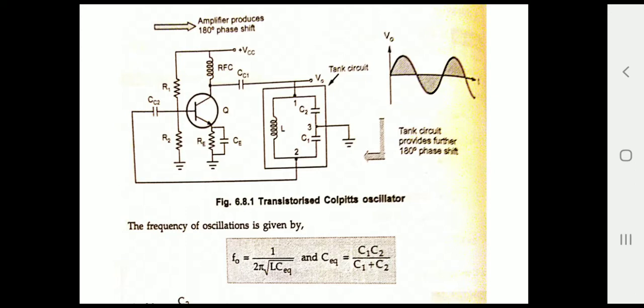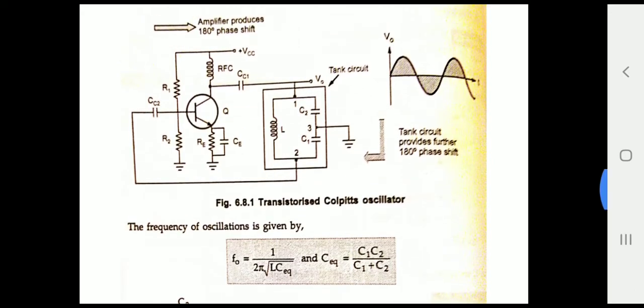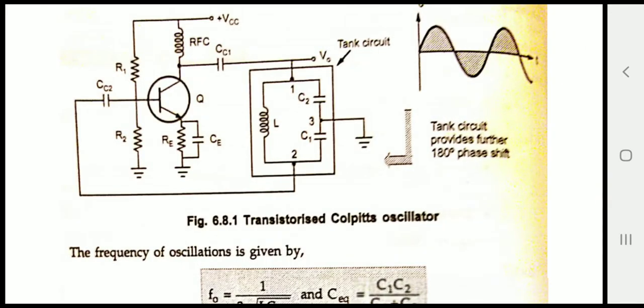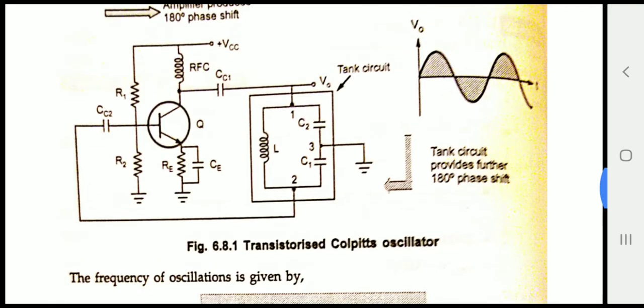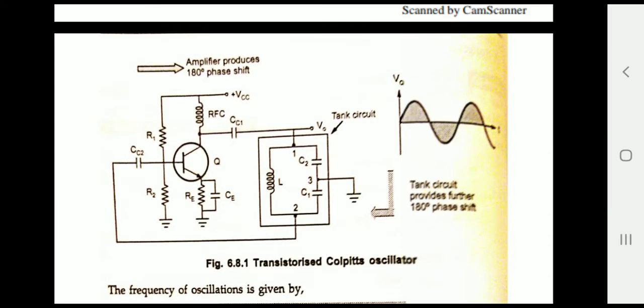Again the same explanation here: the transistor with three resistors R1, R2 and RE, an RFC choke, two coupling capacitors and one bypass capacitor C. So this is a voltage divider bias which generates 180 degree phase shift. This is a tank circuit. By selecting the values of C1, C2 and the inductor, it again generates 180 degree phase shift. So the total phase shift generated by this circuit is 360 degrees. So you can say that the circuit oscillates and generates the waveforms.